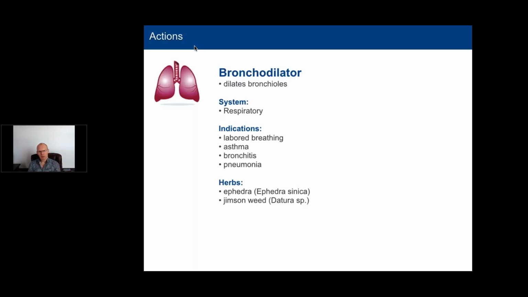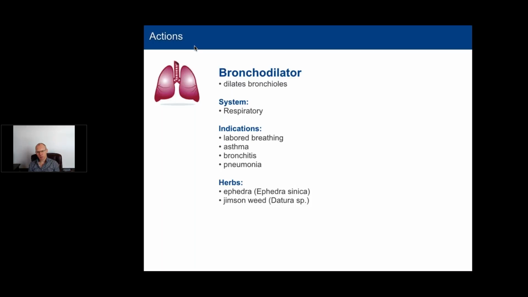Now, Jimson weed is called an anticholinergic. It's a pretty potent drug that, unlike ephedra, that stimulates the sympathetic nervous system. What Jimson weed does is it suppresses the parasympathetic nervous system, and thereby has a very similar effect on the body. So if you stimulate the sympathetic nervous system, you'll have bronchodilation, or you can suppress the parasympathetic nervous system and have the same sort of effect.